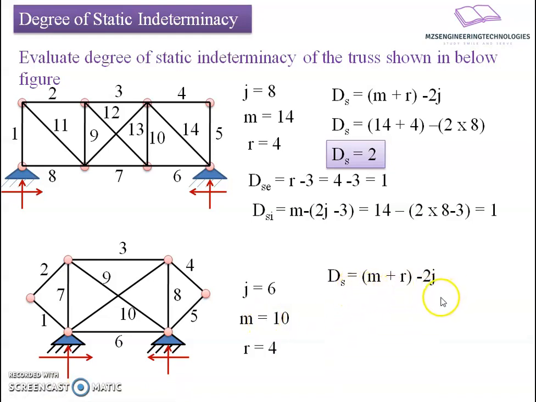If I substitute in the equation ds equals m plus r minus 2j, then I can write ds equals 10 plus 4 minus 2 into 6, which results in ds equals 2. The number of unknown forces here is 2. So likewise, I can find out what amount of unknown forces a structure possesses, and for that I have to write some additional equations to solve it.